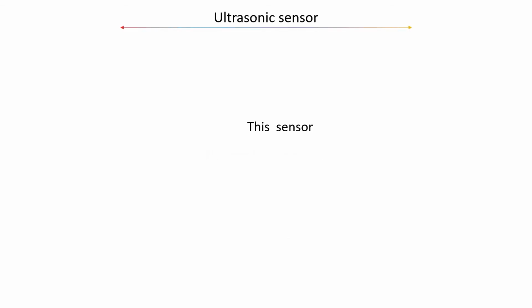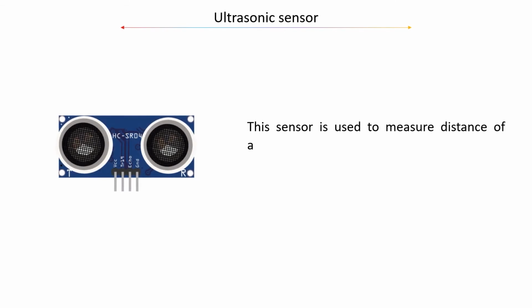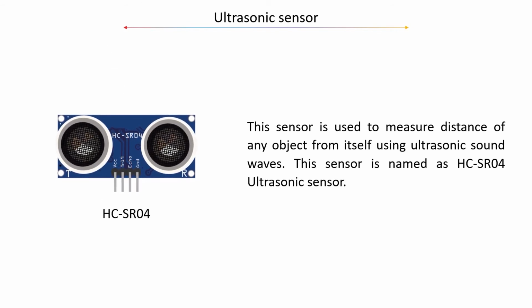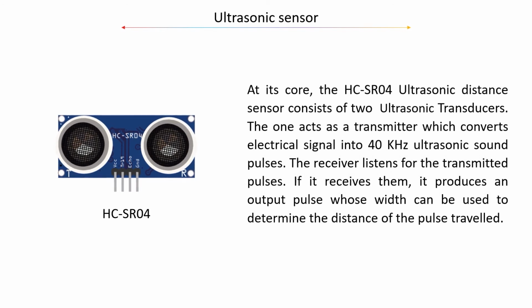This sensor is used to measure the distance of any object from itself using ultrasonic sound waves. This sensor is named as the HCSR04 ultrasonic sensor. At its core, the HCSR04 ultrasonic distance sensor consists of two ultrasonic transducers. One acts as a transmitter which converts electrical signals into 40 kHz ultrasonic sound pulses. The receiver listens for the transmitted pulses.